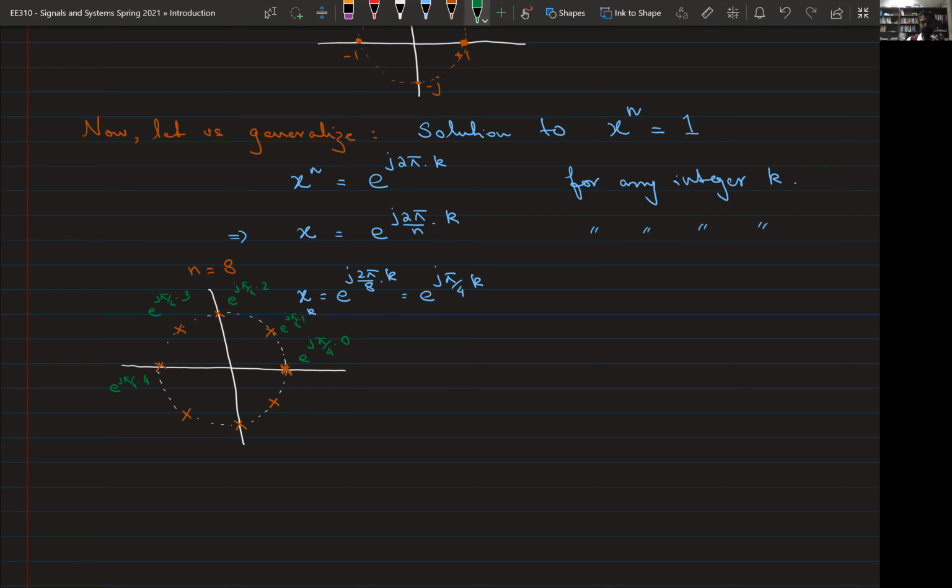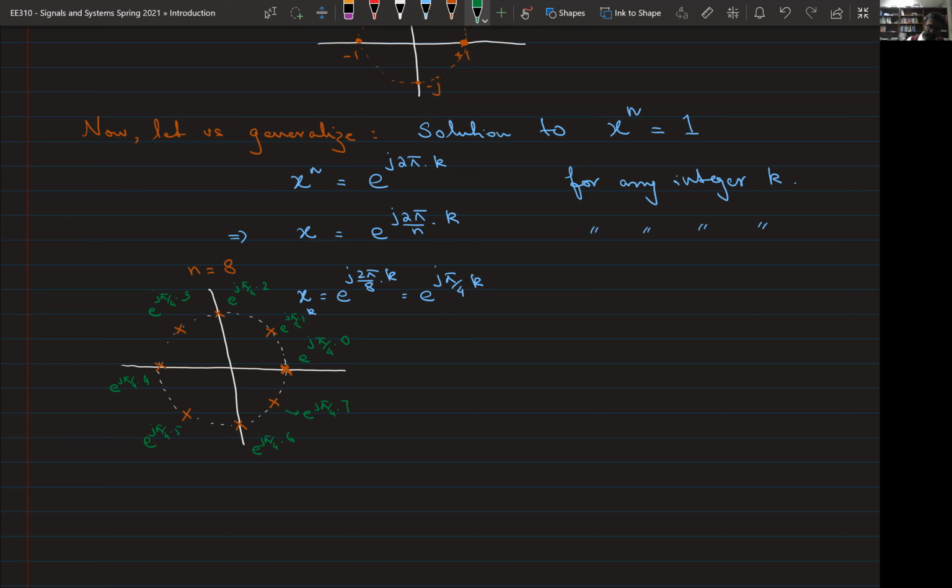And you can verify: pi by 4 times 4 is pi, and this is e raised to j pi, which is nothing but -1. Okay? And this is e raised to j pi by 4 times 5. This is e raised to j pi by 4 times 6. This is e raised to j pi by 4 times 7.